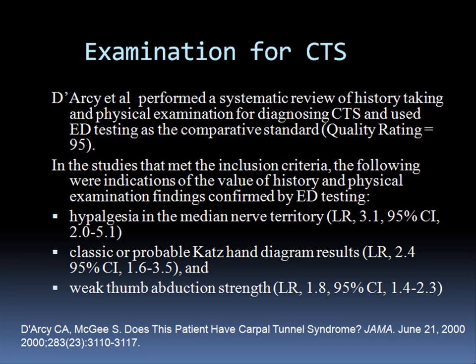You can see decent positive likelihood ratios for the following: hypalgesia in the median nerve territory, classic or probable Katz hand diagram results, and weak thumb abduction strength. So you may ask, what's a Katz diagram? It's simply a drawing with different numbness paresthesia areas outlined, which include either typical CTS or median nerve areas versus others that are not median nerve areas.